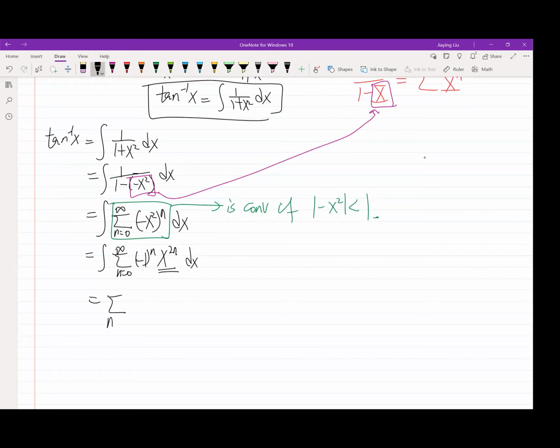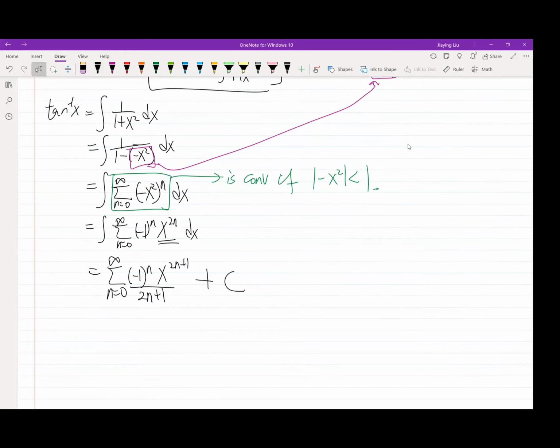So the next step is to integrate. We get sigma n from 0 to infinity, negative 1 to the n. When we integrate x to the 2n, that becomes x to the 2n plus 1, right? We add 1 to the exponent and divide by the new exponent, which is 2n plus 1. Don't forget to add a C at the end. Any questions until this point?